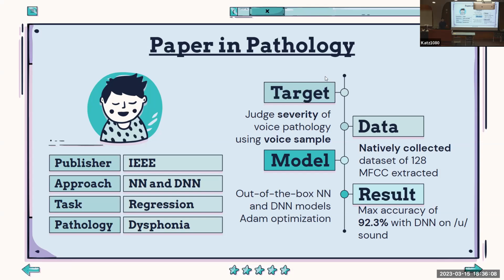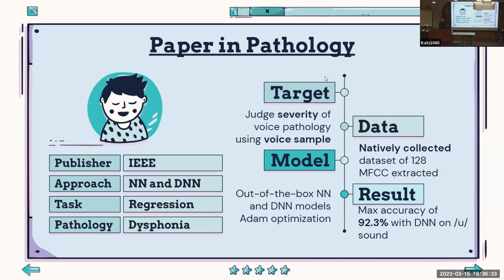Okay, paper in pathology. Similar to before, IEEE, the approach was a neural net and a deep neural net. The task was regression, and the pathology was dysphonia. So what they were trying to do is judge the severity of a voice pathology using a voice sample. This became much more relevant during COVID when they weren't actually able to see the patients, but speech therapists and speech language pathologists could ask patients to send recordings of their voice.